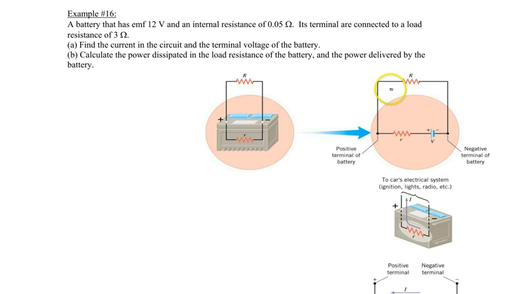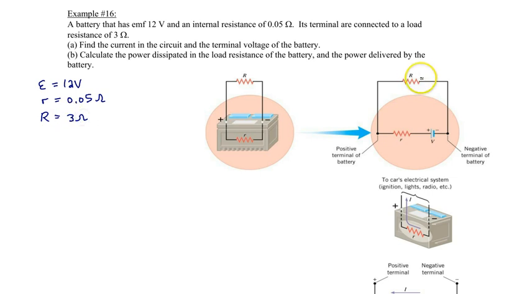Okay, now let's see an application of this in example number 16. We have a battery that has a total EMF of 12 volts. That means it has 12 joules of energy that it can provide for every coulomb of charge that flows through it. Inside that battery, there is an internal resistance, and we'll label that little r, and that's equal to 0.05 ohms. Outside of the battery, it's hooked up to something like a motor or whatnot, and so that external resistance R is 3 ohms. We call that the load resistance.